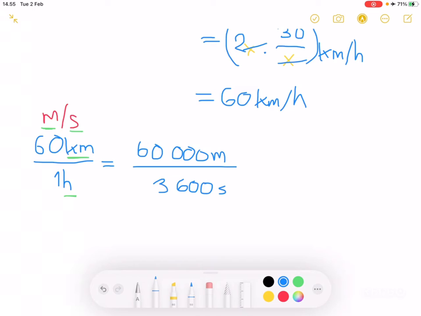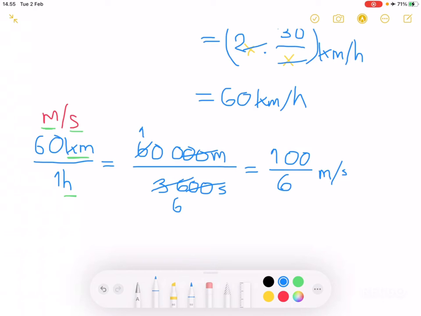3,600 seconds, sorry. So there are some cancellations going on. These two zeros will cancel with these two zeros. This 36 may cancel with this 6, leaving us with a 6 on here and 1 on here. So we're left with 100 over 6 meters per second.